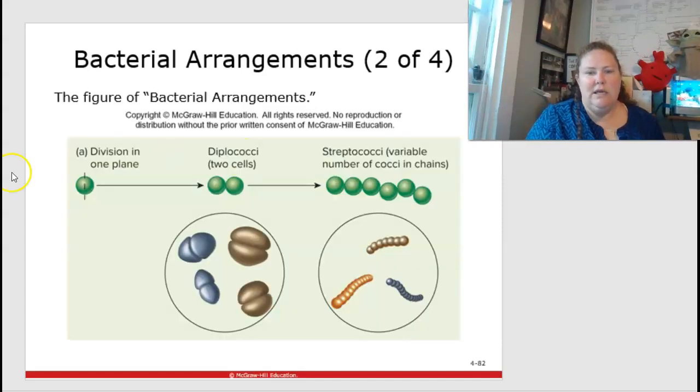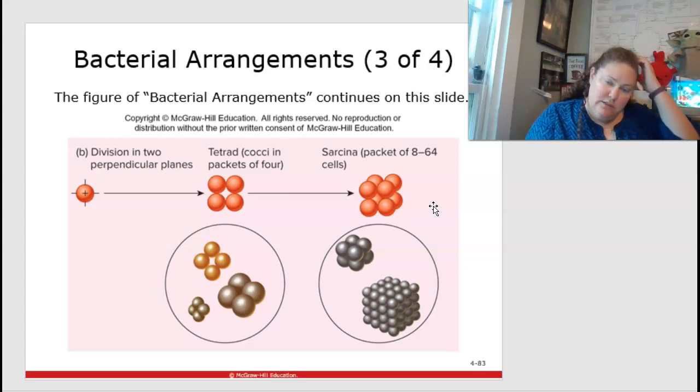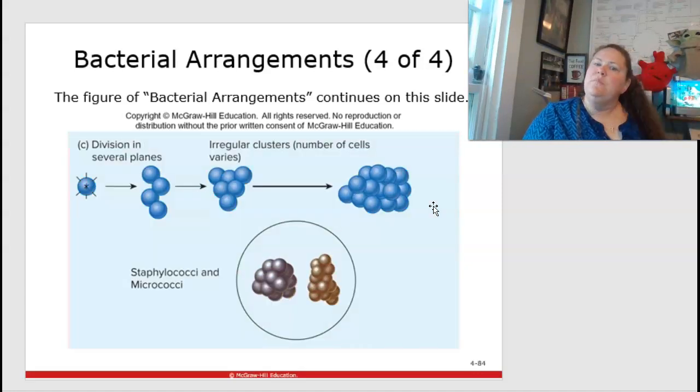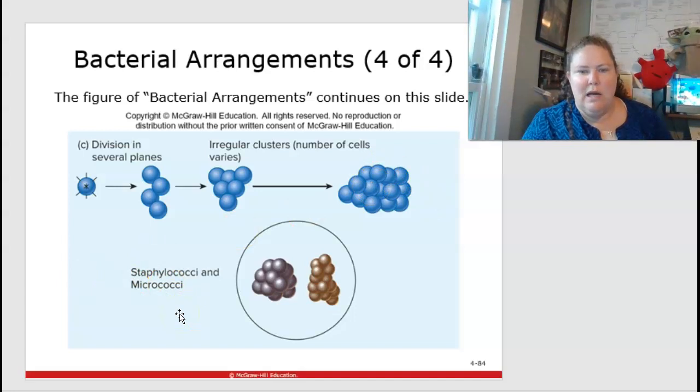And so looking again at the different shapes and how we can arrange them, division in one plane, then you can have diplococci, which would be two cells, or streptococci, which would be multiple in a chain. The tetrad would be 4, or Sarcina would be 8 to 64. So it just depends on how many there are. Look for the root words. Again, tetra is 4. Then you can have it in clusters here, like staphylococci and micrococci.